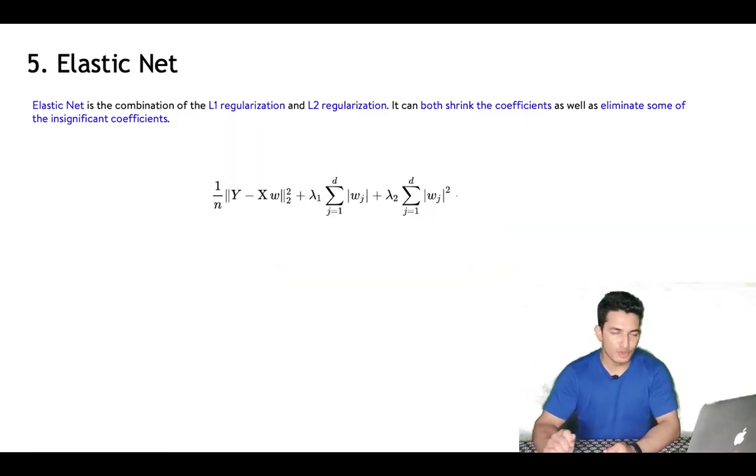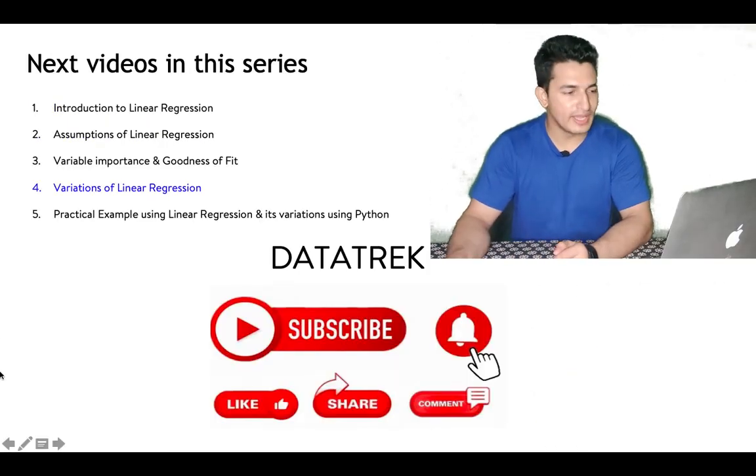And let's also talk about one more variation of linear regression, which is elastic net. Elastic net is a combination of both L1 regularization and L2 regularization. It both shrinks the coefficients and eliminates some of the insignificant coefficients. That is, it does the best of both worlds. Shrinking the coefficients is ridge, eliminating some of the insignificant coefficients is lasso. And this is how the equation of elastic net looks. This is the ordinary least squares, this is the penalty added on the absolute value of the coefficients, and this is the penalty added on the squared value of the coefficients. And lambda 1 and lambda 2 can be cross-validated, that is, what is the right value for these parameters to be set.